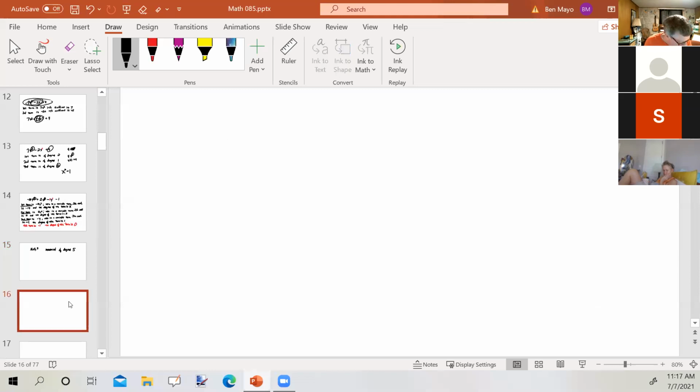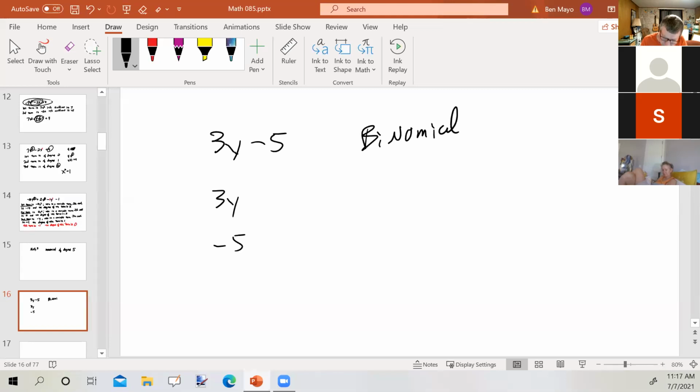How about this problem? Let's see. 3y minus 5. What kind of polynomial is this? Binomial. No, how many terms are there? Oh, wait, 1. No. There's 2, right? So it would be a binomial. Right, because 3y is the first term, -5 is the second term. You count all the terms, not just the ones with variables, okay? So this would be a binomial. What's the coefficient of the first term?